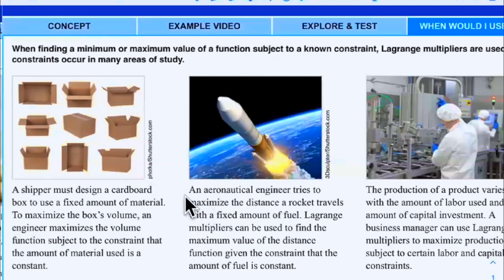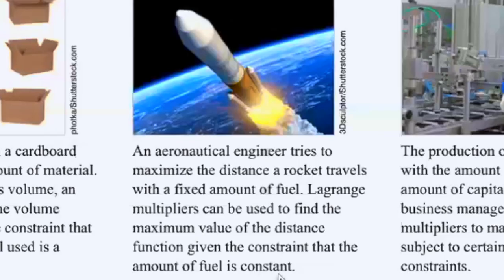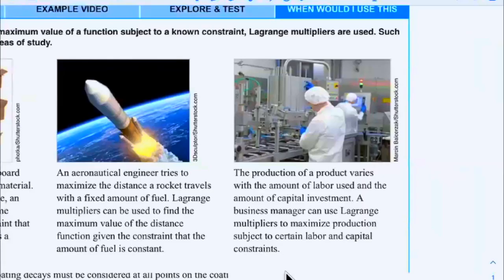Okay, the second paragraph over here, I'd like to ask. An engineer has to maximize the distance the object traveled. Lagrange multipliers can be used to find the maximum value of the distance given the amount of fluid. Okay, you read the last one.